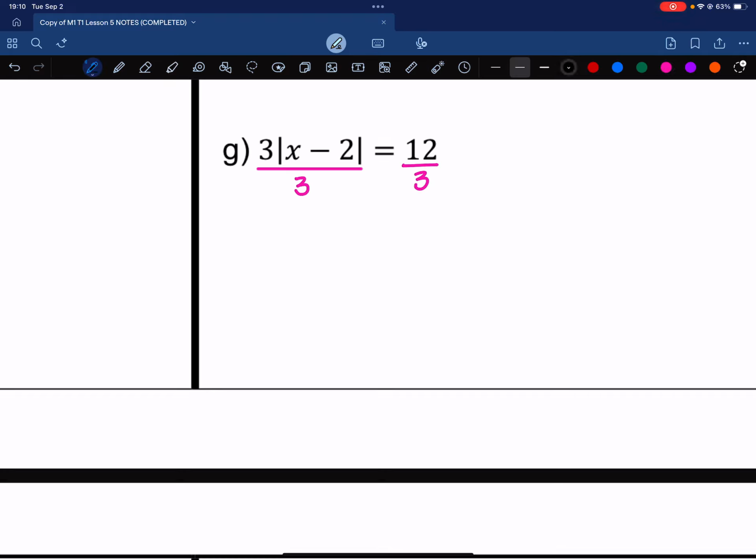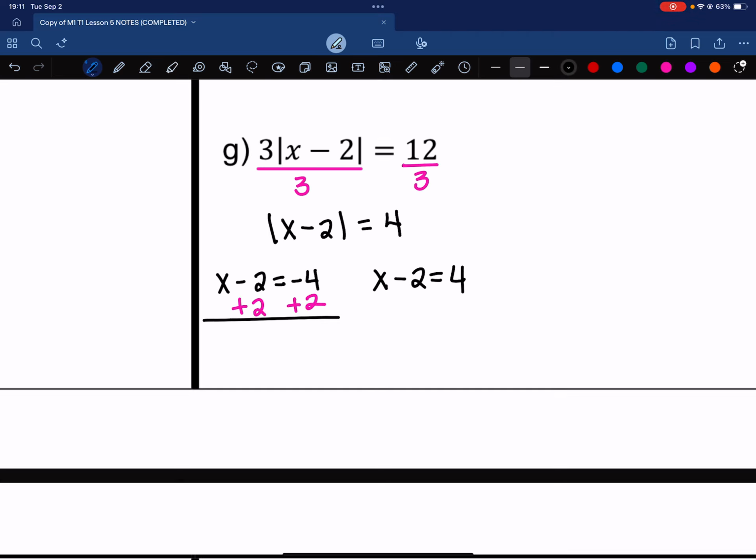they are protected from being multiplied. So when we divide both sides by 3, we get the absolute value of x minus 2 equals 4. From here, we can drop the absolute value bars because now it's all by itself, and we get our two equations. Remember, for our two equations, one is set equal to -4, one is set equal to +4. To solve, we are going to add 2 to both sides, and that would give us x equals -2. And then over here, we would add 2 to both sides, and that would give us x is equal to 6. And so those would be our two solutions.